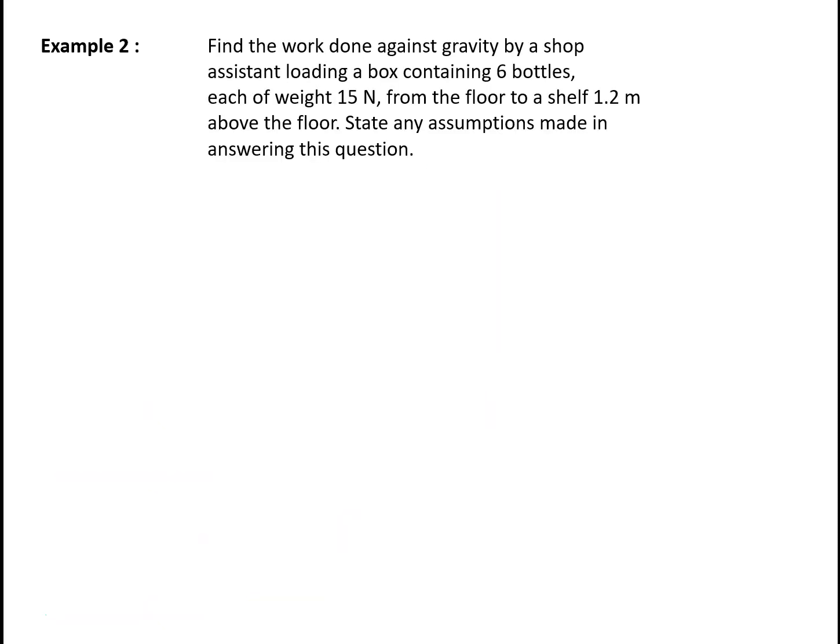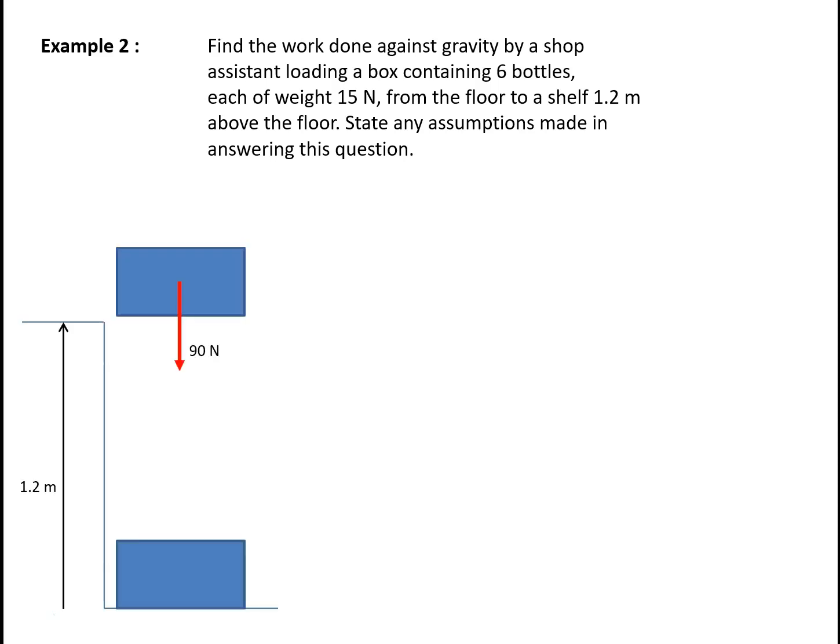For our second example, we have to find the work done against gravity by a shop assistant who lifts a box containing 6 bottles, each of weight 15 newtons, from the floor to a shelf which is 1.2 meters above the floor. And we need to state any assumptions made in answering the question. So the box is being lifted 1.2 meters upwards to go onto the shelf.